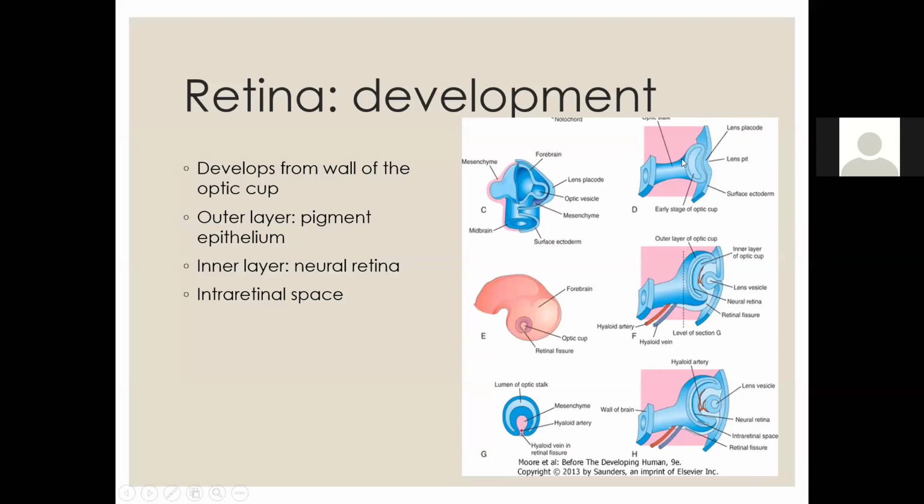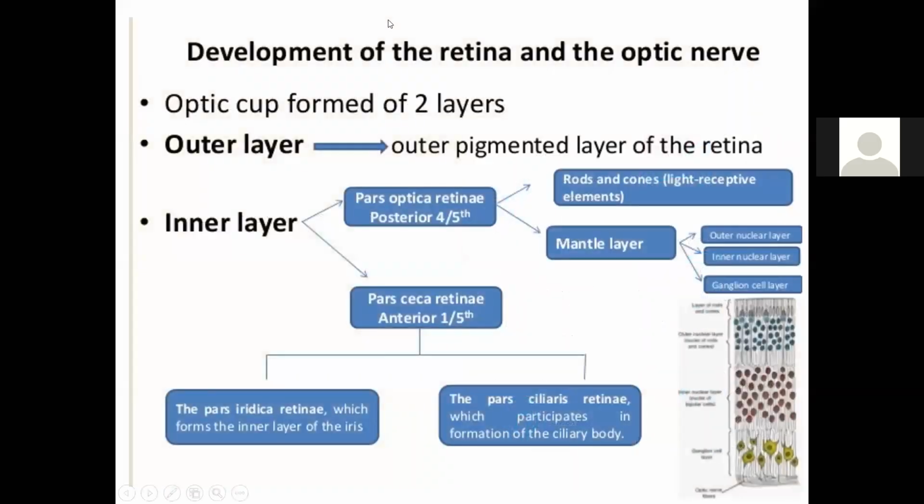Okay, this is the outer layer and this is the inner layer. Okay, this is the early stage of the formation of the retina. The outer layer will form the pigment layer of the retina, and the inner layer will form the remaining layers of the retina. So the pigment layer would be in contact, because it is the outer layer, with the choroid, and the inner layer would be in contact with the vitreous.